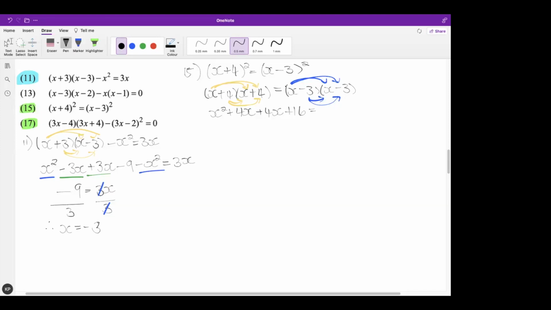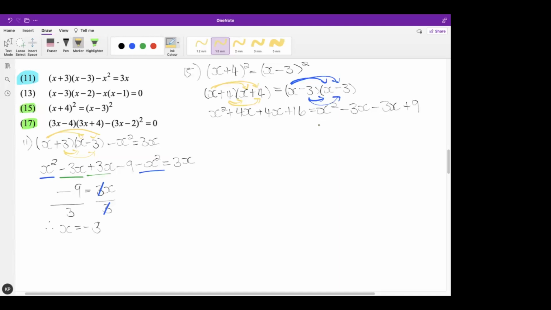Okay, and then we have another foiling situation here again. So x times x again, which is x squared. Outer is negative 3 times x, so minus 3x. Inner is another minus 3x. And last is negative 3 times negative 3, and that is plus 9. All right. So I'm guessing some of you got this far, and then you got nervous.